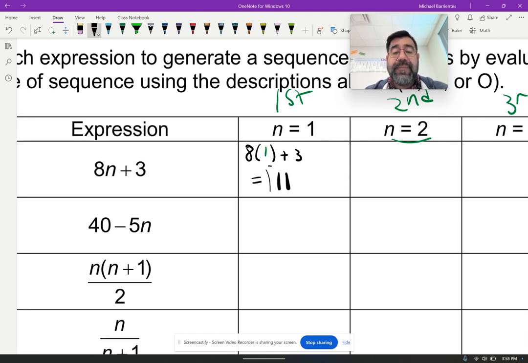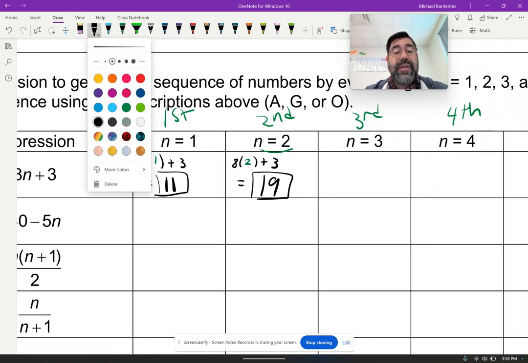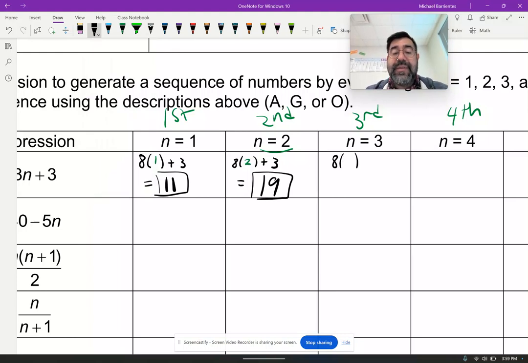That's the first term. To find the second term, we're going to take the formula and substitute a 2 in there because we're looking for the second term. So 8 times 2 plus 3, whatever that is, that's going to be the second term. 8 times 2, that's 16, plus 3, that's 19. There's the second term. And then I get to the third term. So 8 times the position number. The position number is 3 because this is the third term. 8 times 3 is 24, plus 3 is 27.